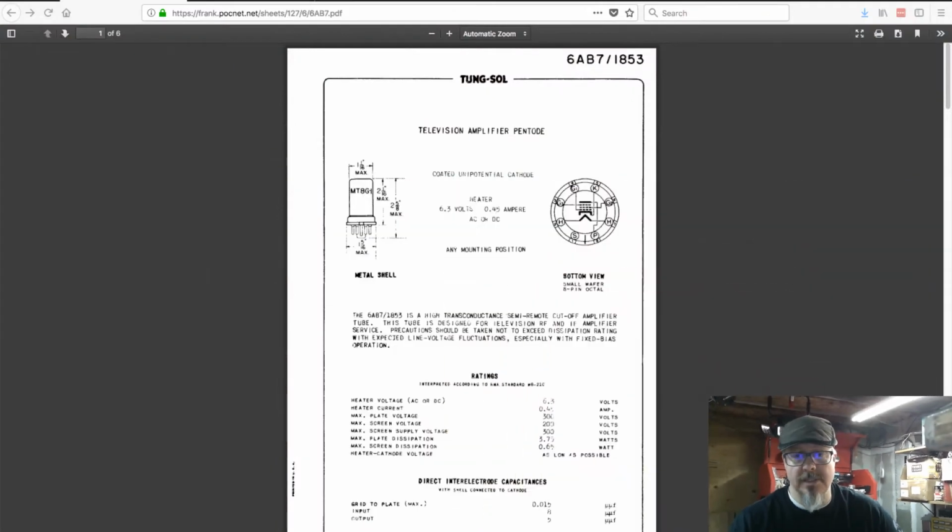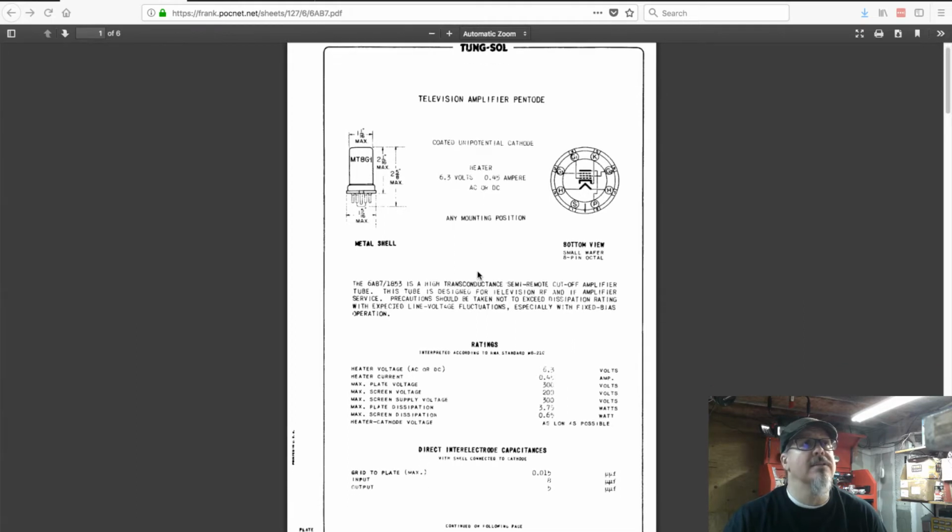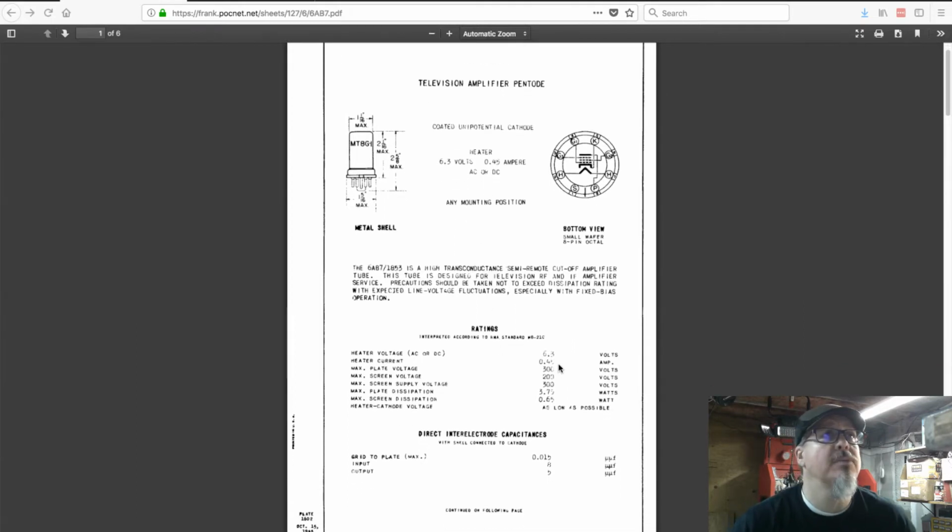These are normally used for video use, and we're going to quickly, I'll minimize my screen here, and we'll go to where you can see. This is the data sheet for the 6AB7, which is that pentode. It runs at, I think it's 0.45 amps, at 6.3 volts. So if there's two of those, we have 0.9 amps total, or about one amp of heater current, plus whatever else we add from the two tubes we're looking at.